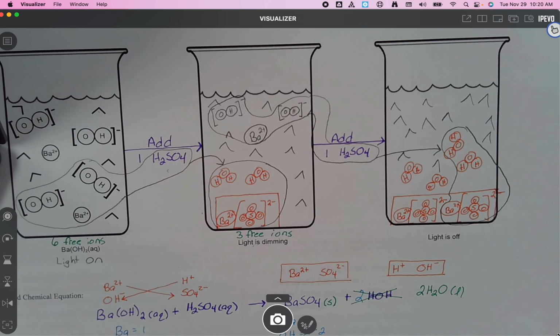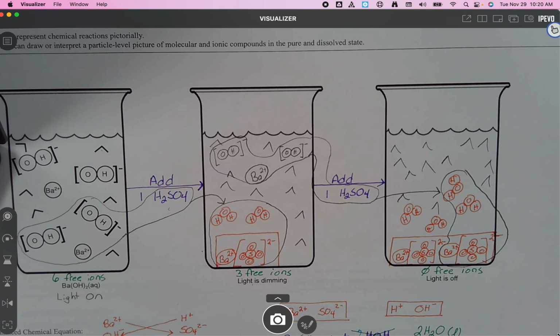And so our light bulb goes off when we hit what could arguably be called the just right point. I have added exactly enough sulfuric acid to use up exactly the amount of barium hydroxide I have, and I don't have anything left over to carry the electric current.